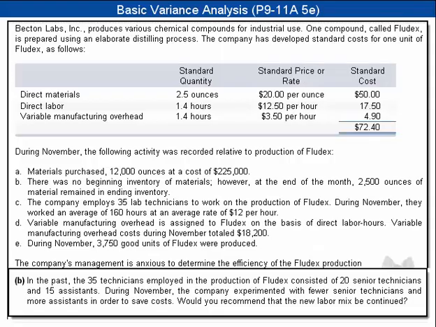Alright, now there's an essay question related to Part B, and I've pasted it down below, and I'll read that to you. It says, in the past, the 35 technicians employed in the production of flue decks consisted of 20 senior technicians and 15 assistants. During November, the company experimented with fewer senior technicians and more assistants in order to save costs. And they ask us, would you recommend that the new labor rate be continued?